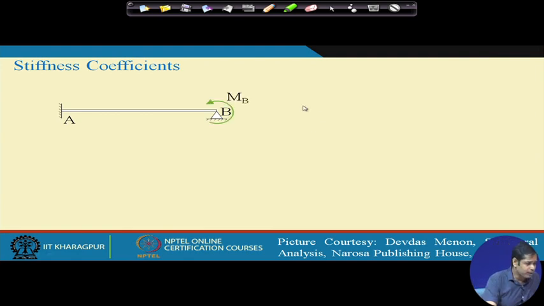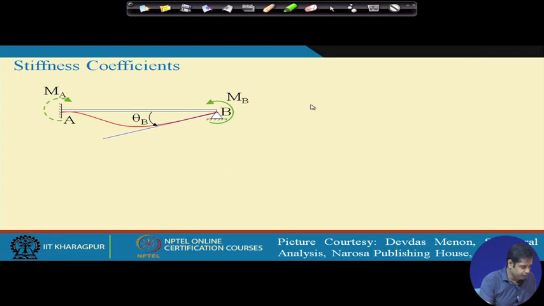For instance, take a propped cantilever beam, which is subjected to a moment at B, and because of that it undergoes rotation like this. So, this angle is theta B. And then the corresponding moment at this end is generated as MA.